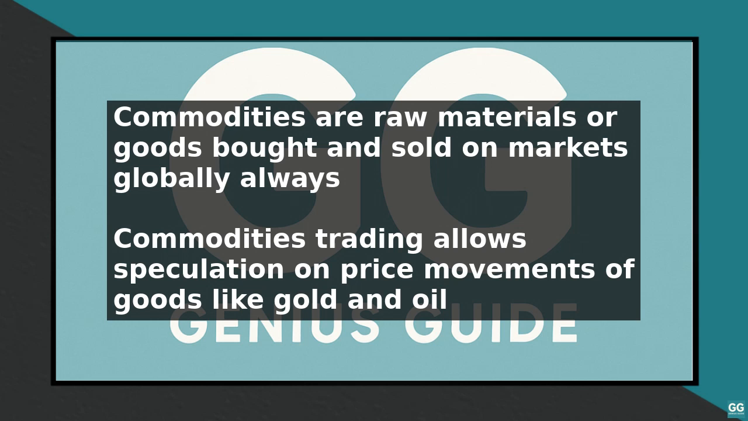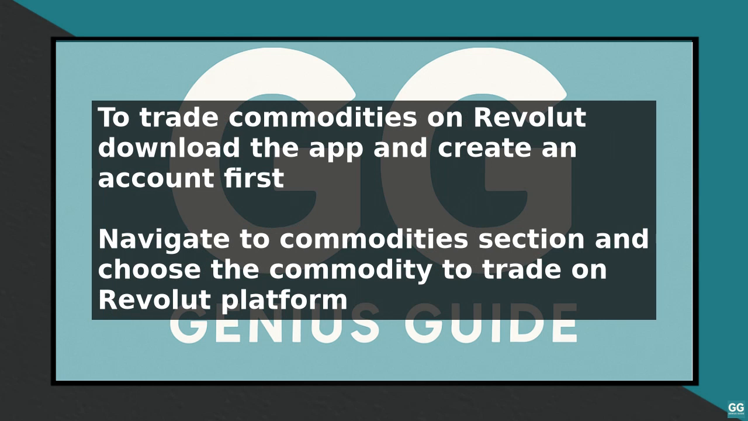To start trading commodities on Revolut, you need to download the Revolut app and create an account. Once your account is set up, navigate to the Commodities section and choose the commodity you want to trade. Revolut offers a range of commodities, including precious metals, energies, and agricultural products.